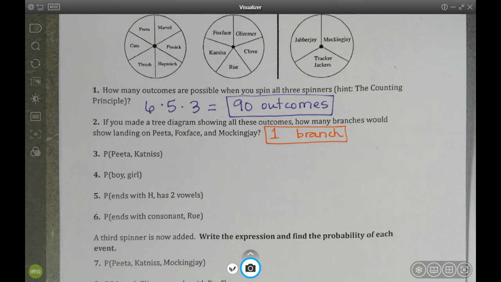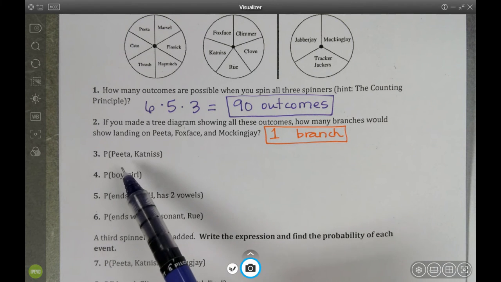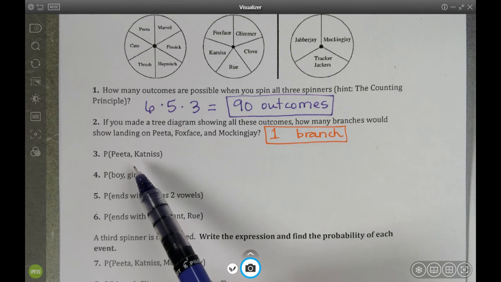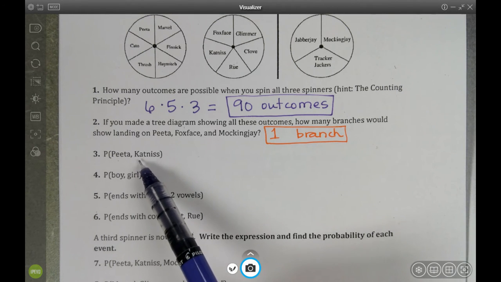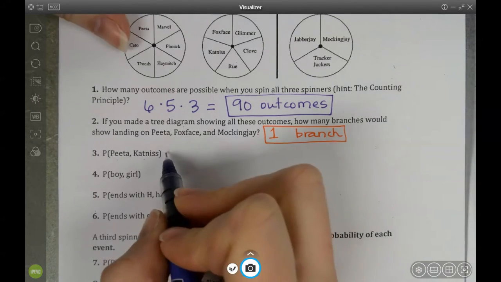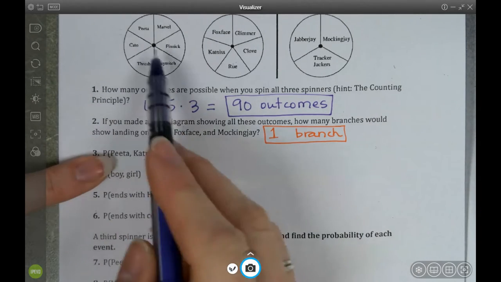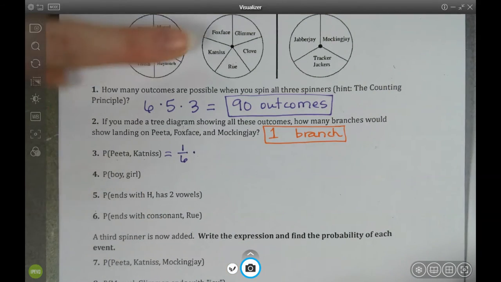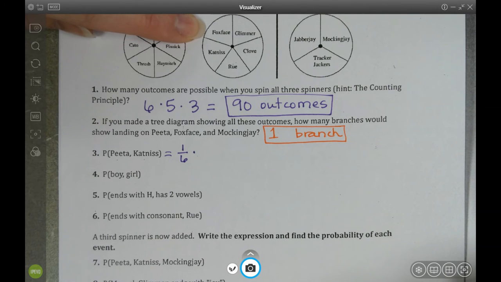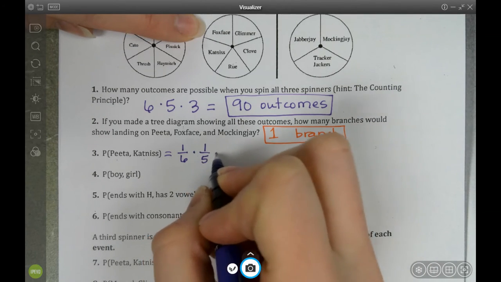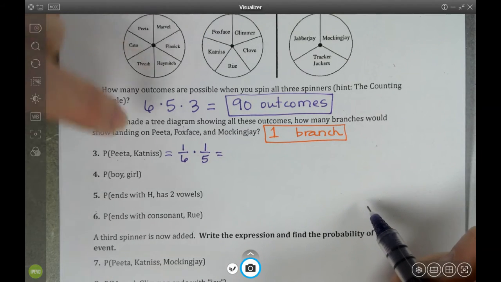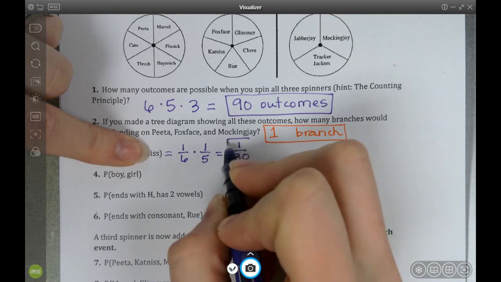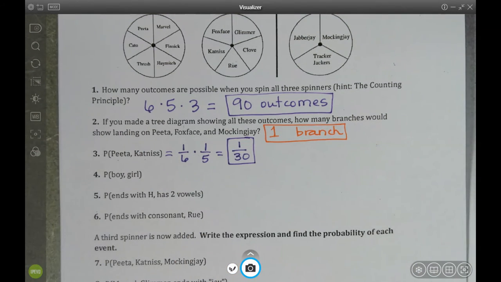So number 3, remember that thing I was telling you about the notation? I don't really care if you write it in this notation, but they're going to ask you questions like this. So what's the probability that Peeta is chosen and Katniss is chosen? All right. So what's the probability for Peeta up here? 1 out of 6 times, what's the probability for Katniss? 1 out of 5. To multiply fractions, you multiply straight across. 1 times 1 is 1. 6 times 5 is 30. So our probability is 1 out of 30.